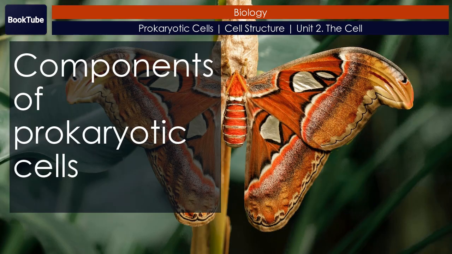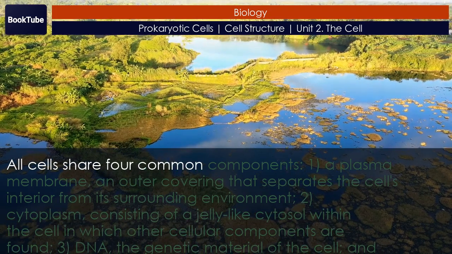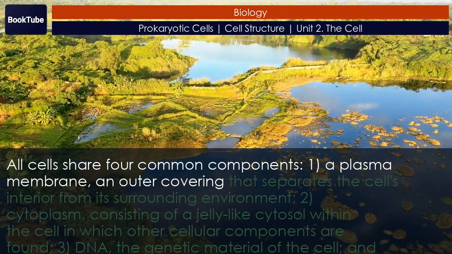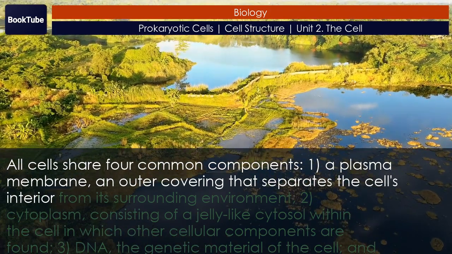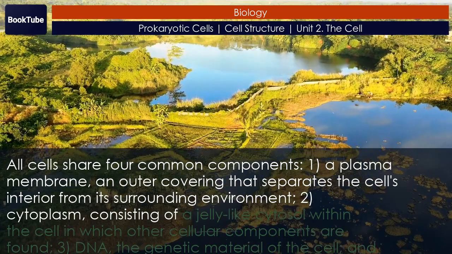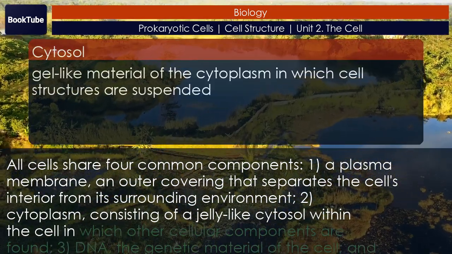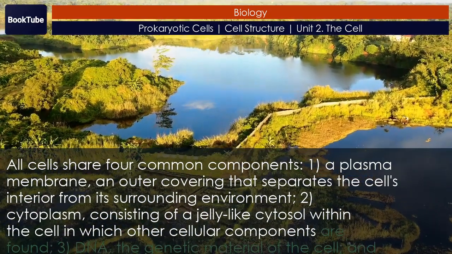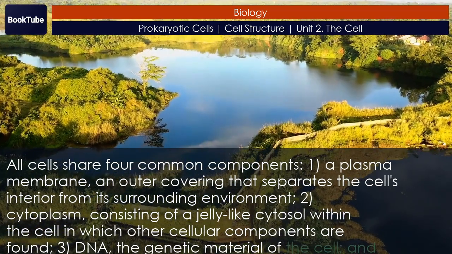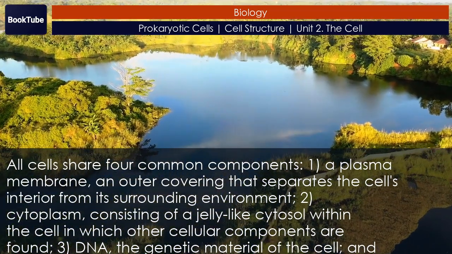Components of prokaryotic cells. All cells share four common components. 1. A plasma membrane, an outer covering that separates the cell's interior from its surrounding environment. 2. Cytoplasm, consisting of a jelly-like cytosol within the cell in which other cellular components are found. 3. DNA, the genetic material of the cell. And 4. Ribosomes, which synthesize proteins.